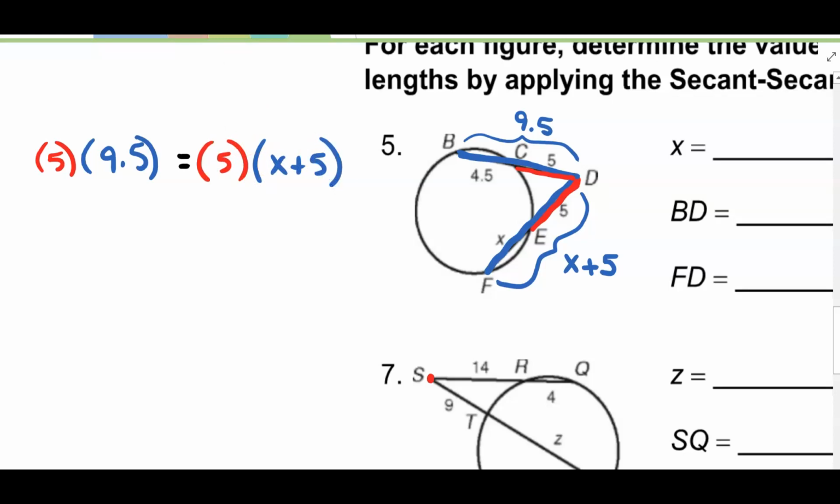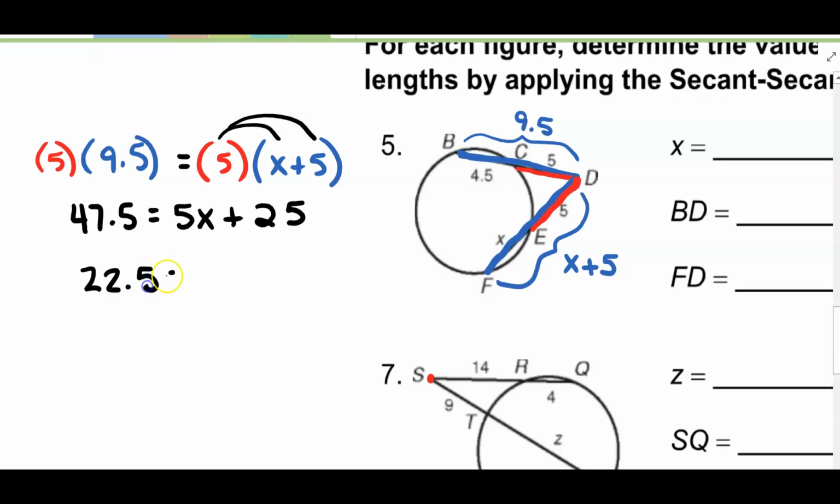And now we solve. 5 times 9.5 gives us 47.5. And now here we need to distribute. We're going to get 5x plus 25. So 47.5 minus 25 gives us 22.5 is equal to 5x. Then when we divide that by 5, we get that x equals 11.25.